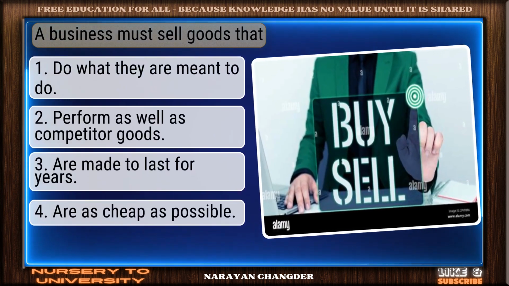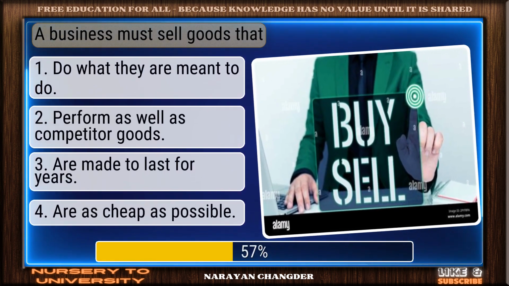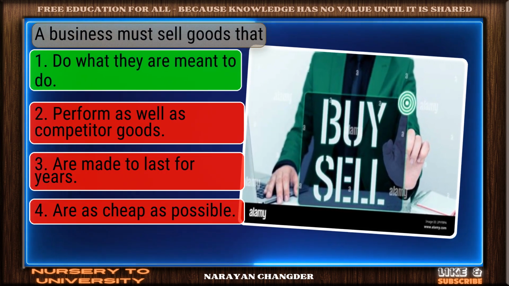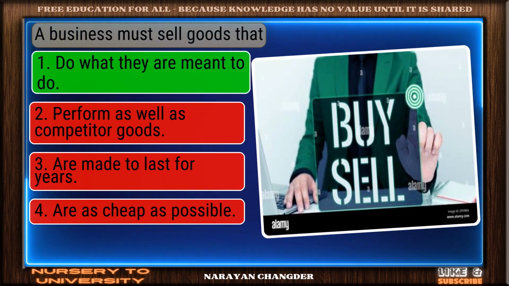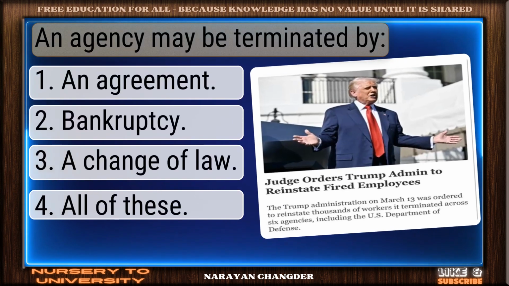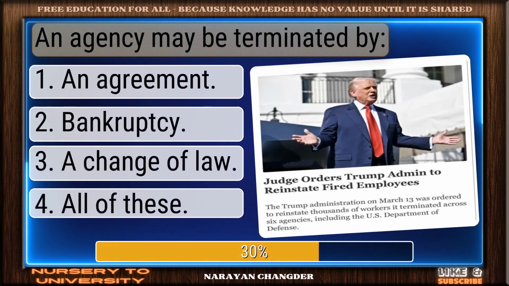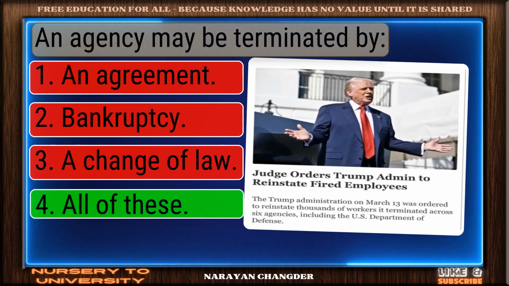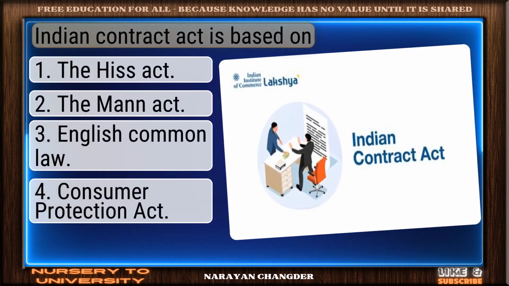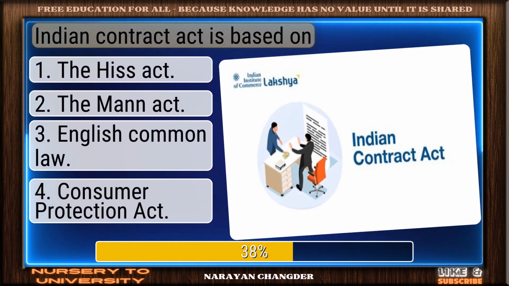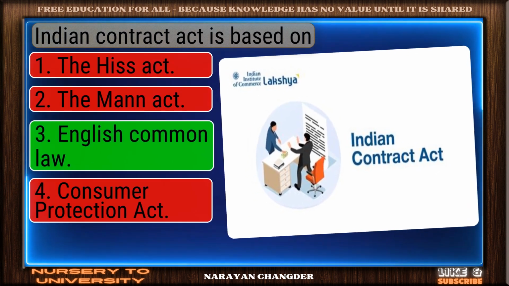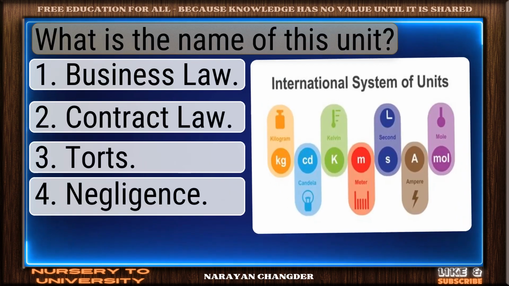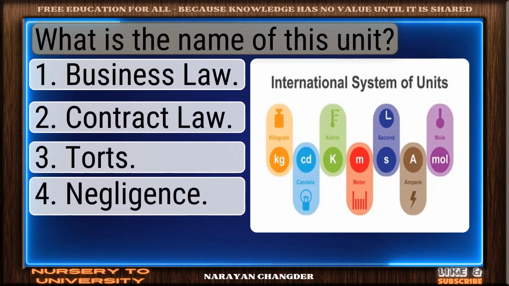A business must sell goods that. Good job. Your answer, do what they are meant to do, works well here. An agency may be terminated by. Excellent choice. All of these is the right answer. Indian Contract Act is based on. Sharp thinking. English common law is the right choice. What is the name of this unit?